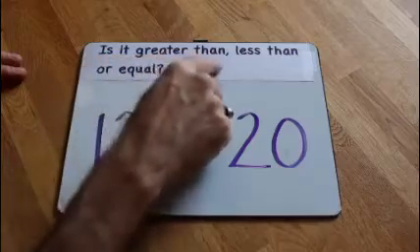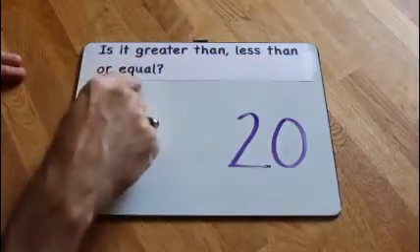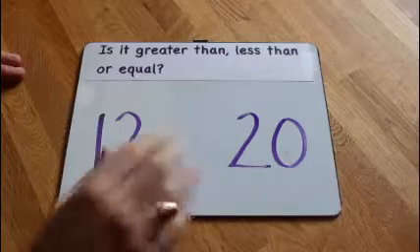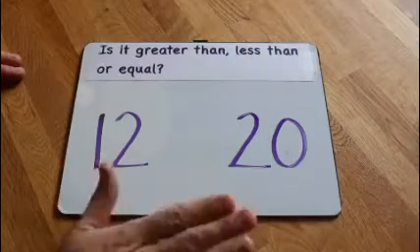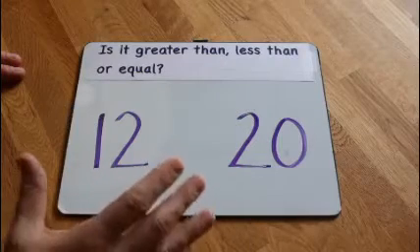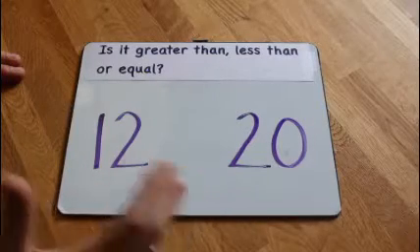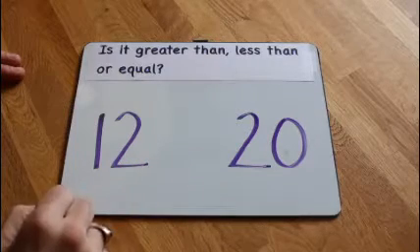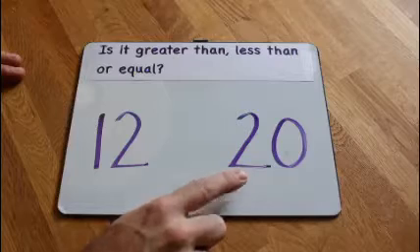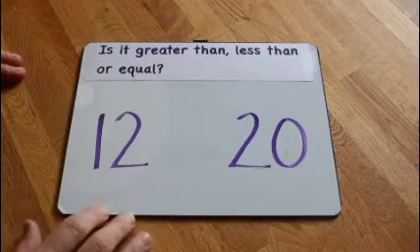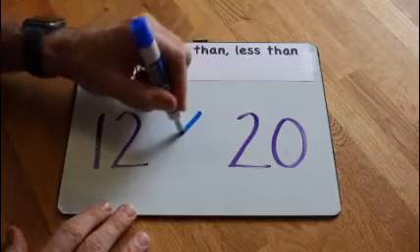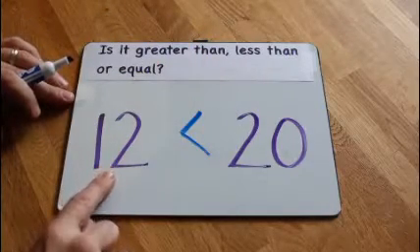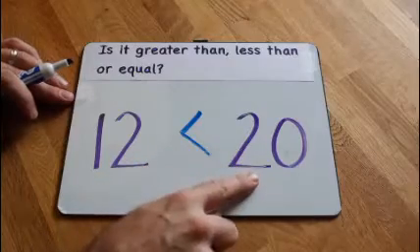Is it greater than, less than, or equal? First thing I always ask, are they equal? Remember, equal means they're the same. So no, they're not equal. Now I'm going to ask, which one is the larger number? If we're counting along, which is the one we get to last? The larger number is 20. Okay, so I talk about it as being like a little mouth. We're always going to want to eat more. So we eat that, and now let's read the sentence. 12 is less than 20.